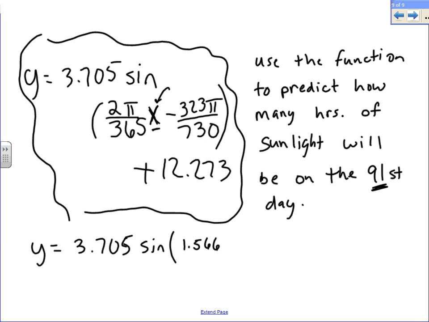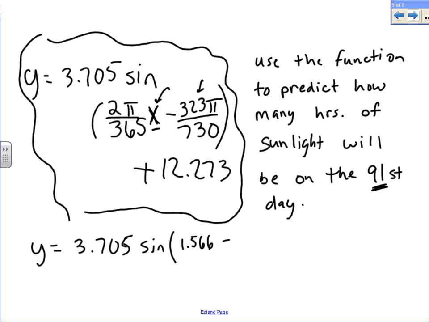So I'm sorry, I messed up. I didn't say times 91. Let me back up and do that again. This will be 2 pi divided by 365 and then times 91. Okay, that was right. So 1.566. And so I'm now going to store that in the value of A. All right, minus. Now I'm going to calculate this in my calculator and store that.